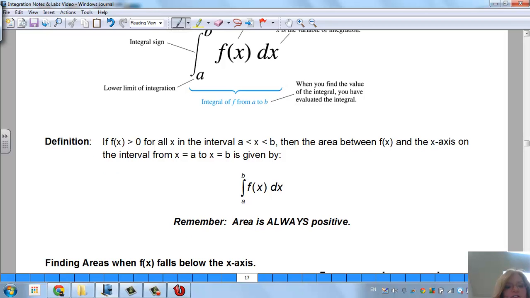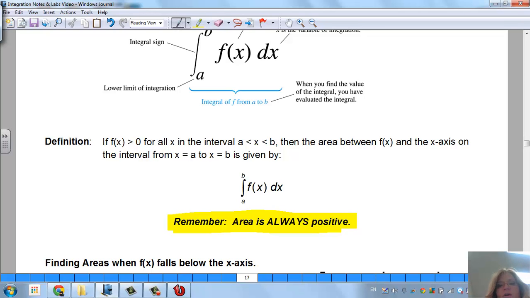Definition: if f of x is greater than 0 for all x in this interval, a less than x less than b, then the area between f of x and the x-axis on the interval from x equals a to x equals b is given by this. And the one thing I want you to know is area is always positive. I want you to remember that, okay?